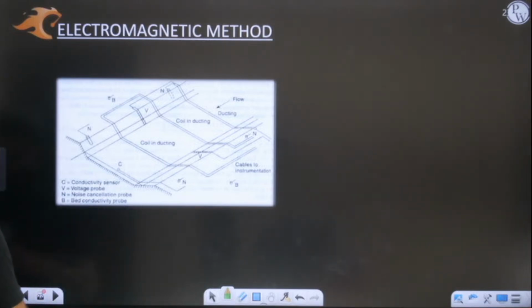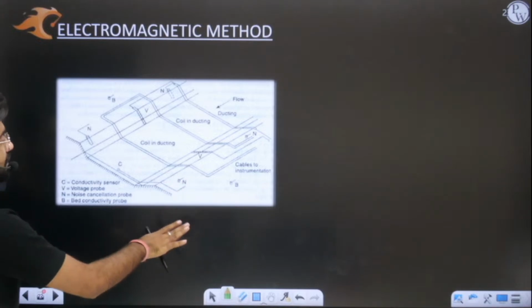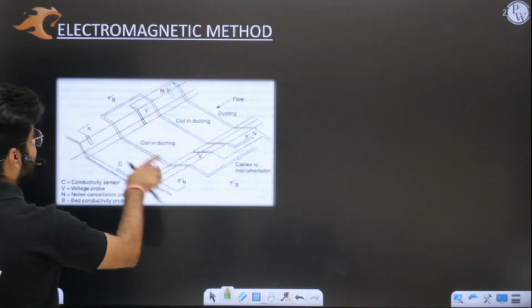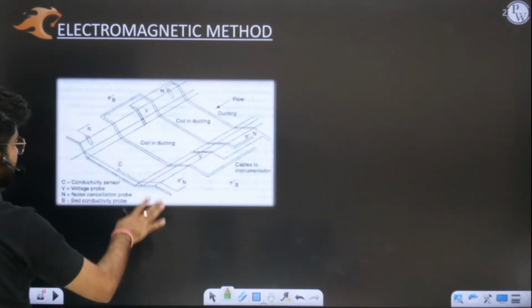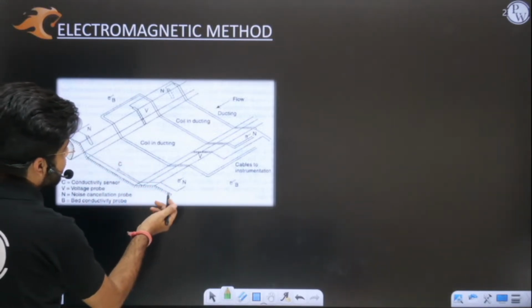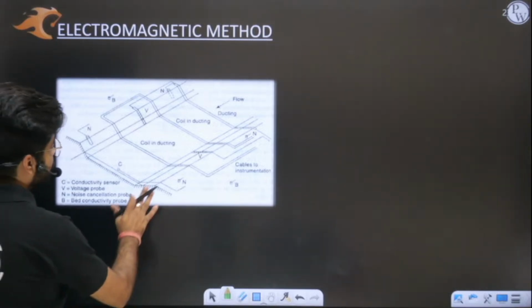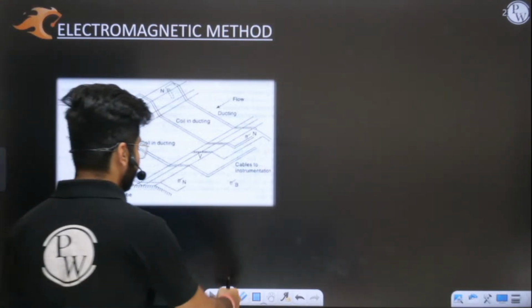See, in the electromagnetic method, what we are doing here is, you can see that at the bottom of the stream, you have large coils. These large coils are placed in ducting and buried at the bottom of the channel, and these coils are carrying some current. Obviously, due to this current, you need to understand that a magnetic field will be developed here.